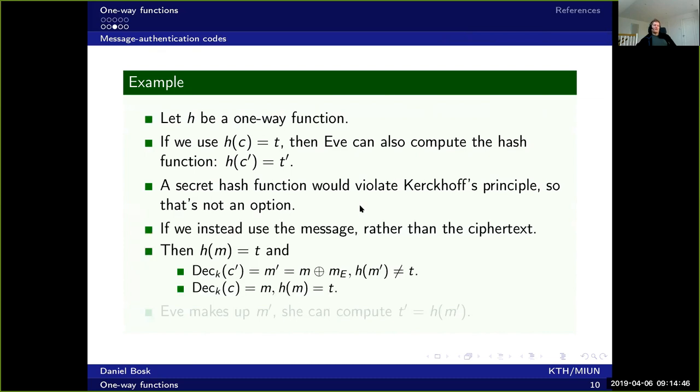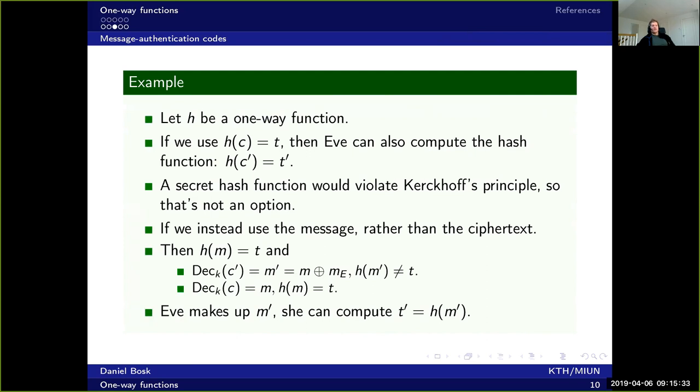Now, a secret hash function would violate Kirchhoff's principle, so that's not an option. But if we instead use the message M, because that one Eve doesn't know, rather than the ciphertext, then H of M here is T. And if we decrypt a new C prime here, then we would get some M prime, and obviously H of M prime wouldn't be equal to the tag. Whereas if we decrypt the original ciphertext, this would actually be the case. So this would create a problem for the attack we saw previously.